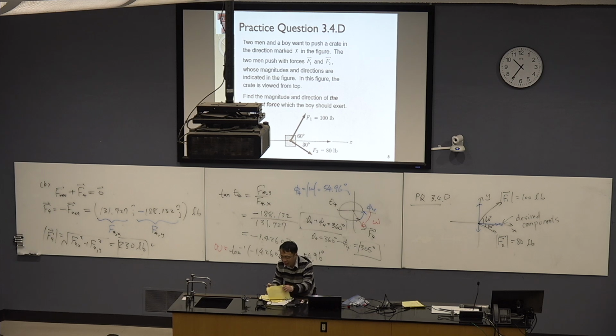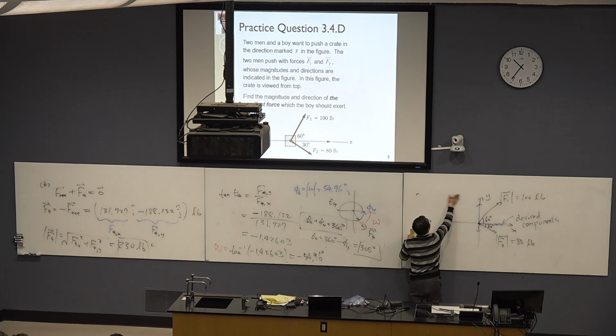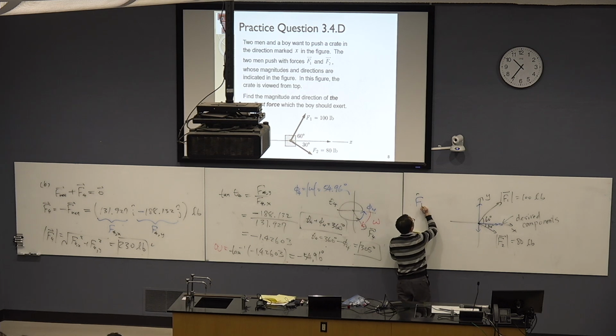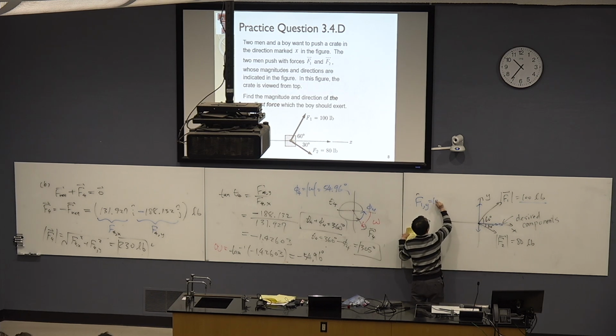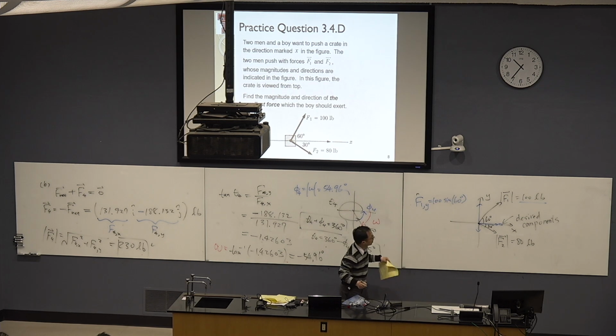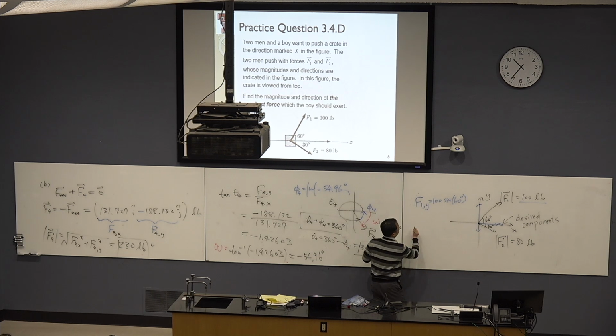So now let's just analyze the y component, because we know that the y component is the key to the end. Let's look at this one. F1y, we can write it as, since the magnitude is 100 and the angle is 60, 100 times sine 60 degrees. That's the y component for the first man. And the y component of the force for the second man, how do we write it down? F2y.